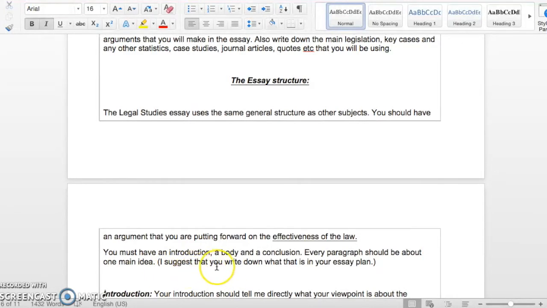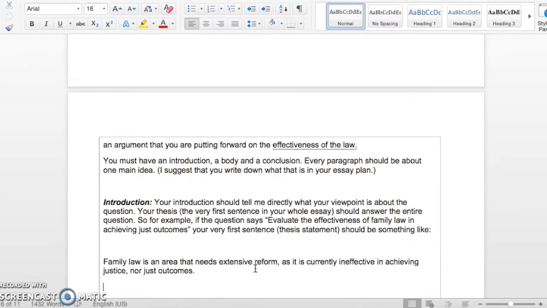And I suggest that you, in your planning, you write down what those main ideas are. So maybe come up with 5 to 7. I always go for 5 to 7. Go in there, brainstorm everything that you want, and then pick the best 5 to 7. And that could be your 5 to 7 paragraphs. So you're going to elaborate on those 5 to 7 ideas, one idea per paragraph. Let's go to the introduction.